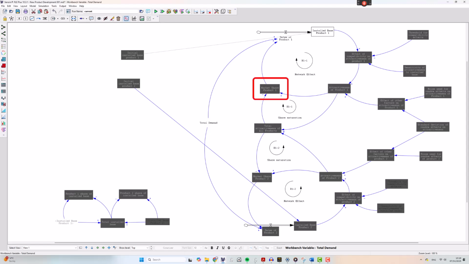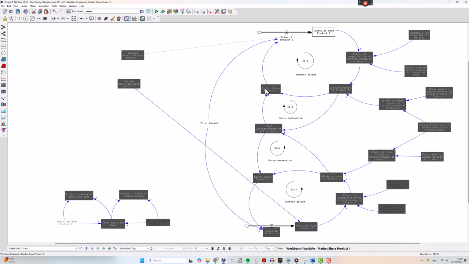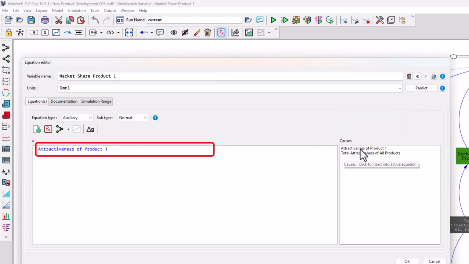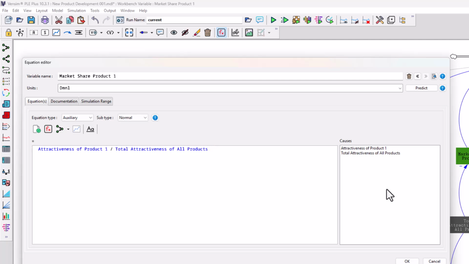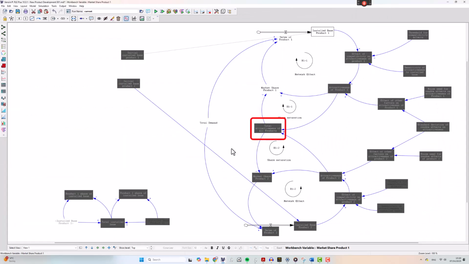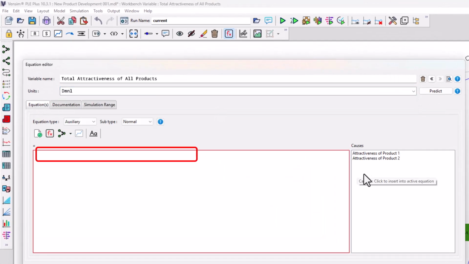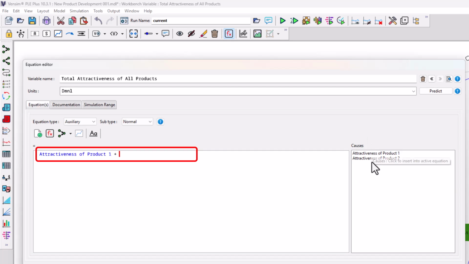Next, we'll look at the market share of product 1. And we've set this to the attractiveness of product 1 divided by the total attractiveness of all products. So, if our product is very attractive, we get a large share of the market. Next, we look at the total attractiveness of all products. This is the sum of the attractiveness of all products, which in our model is the attractiveness of product 1 plus the attractiveness of product 2.